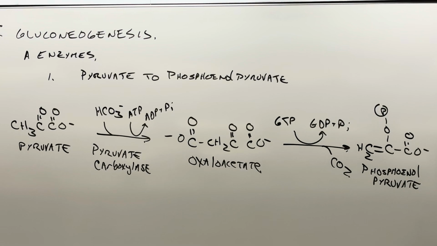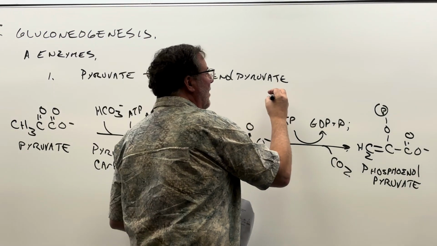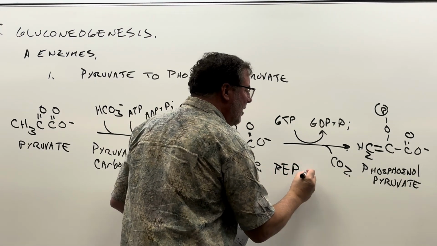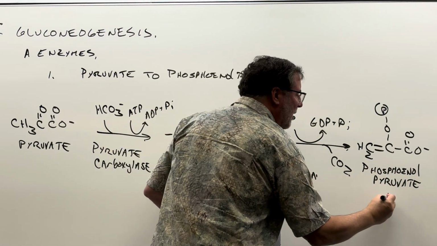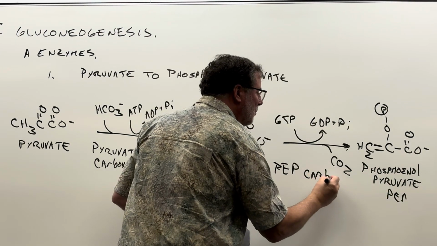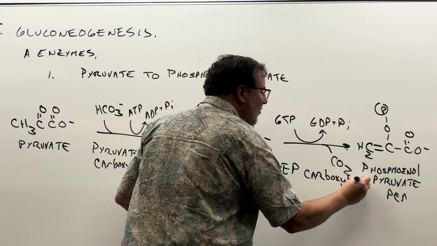Did you want us to know an enzyme on the second step? Yes, this is phosphoenolpyruvate carboxykinase. What a name. I'm going to put PEP. So this is PEP here. Carboxykinase.